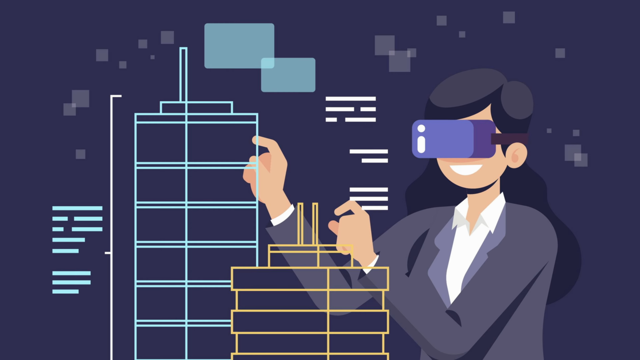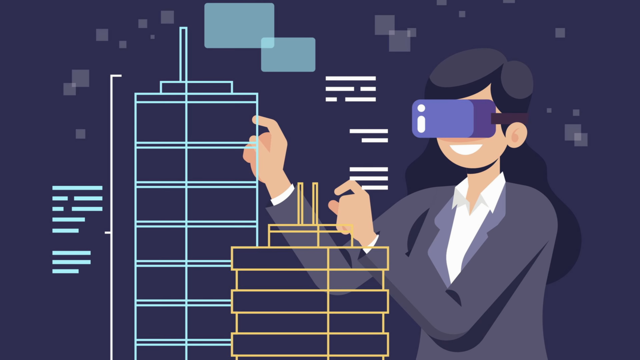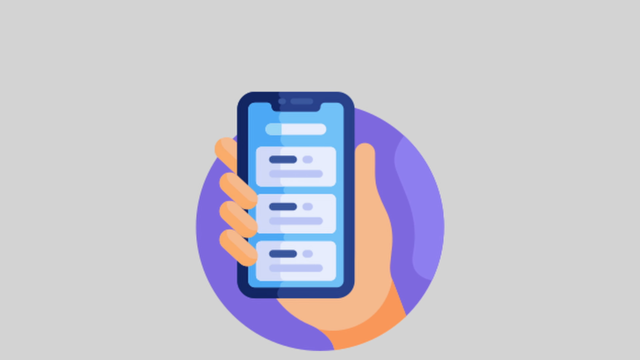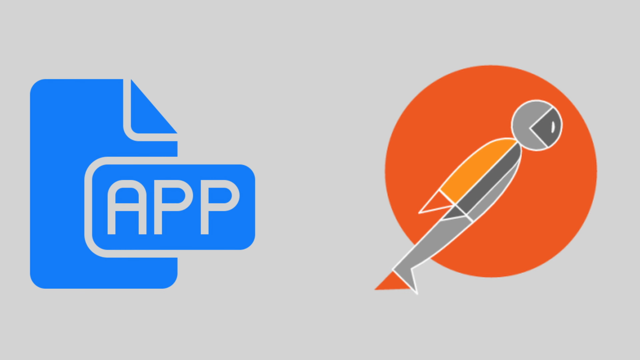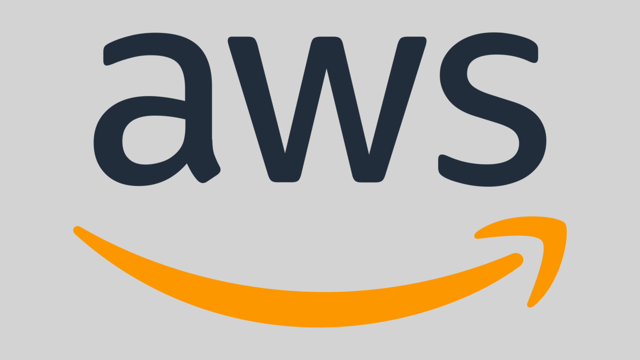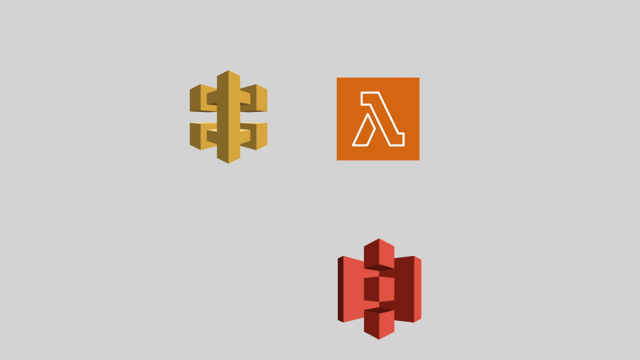So first of all, let me explain the architecture of the generative AI app that we are going to create. The name of our application is blog generation. We will create an application which we will try to access through Postman API. And within AWS, we will use a few services like Amazon API Gateway, AWS Lambda, Amazon S3 and Amazon Bedrock.